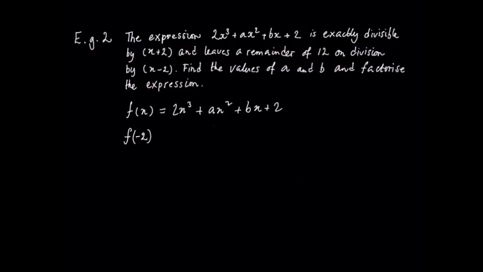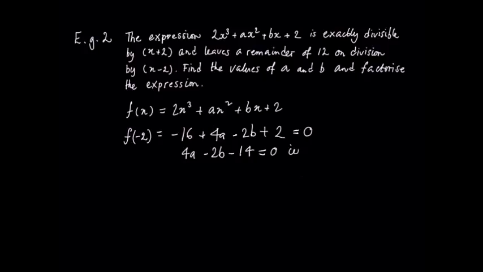We know this is going to be equal to 0, so it will be minus 16 plus 4a minus 2b plus 2 is equal to 0. So 4a minus 2b minus 14 is equal to 0. That is 2a minus b minus 7 is equal to 0. And we'll call that equation 1.